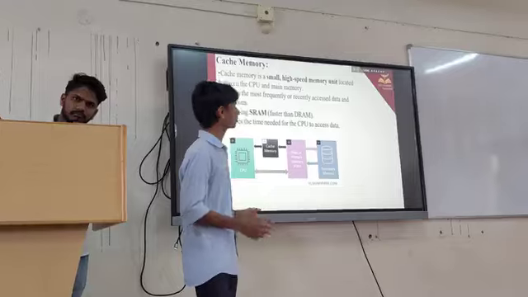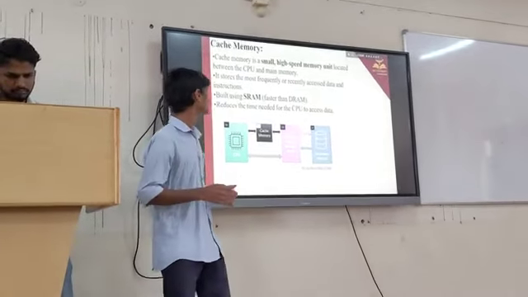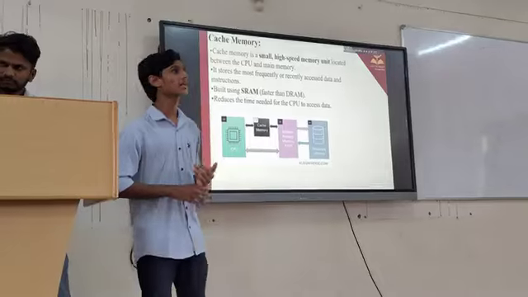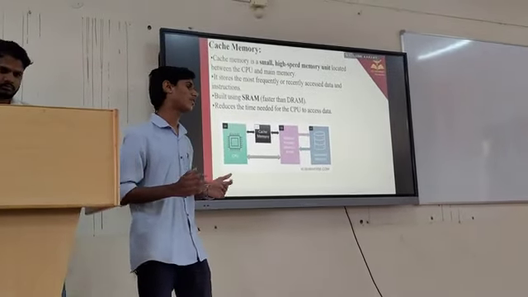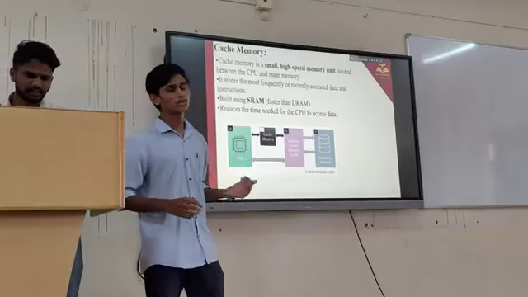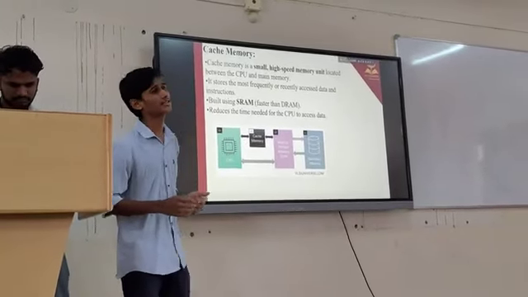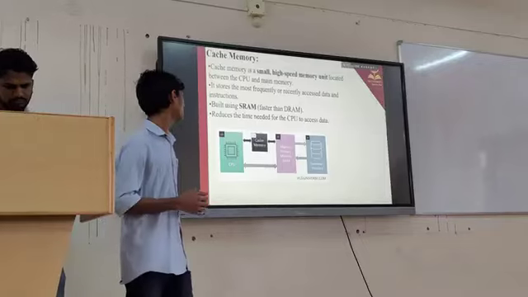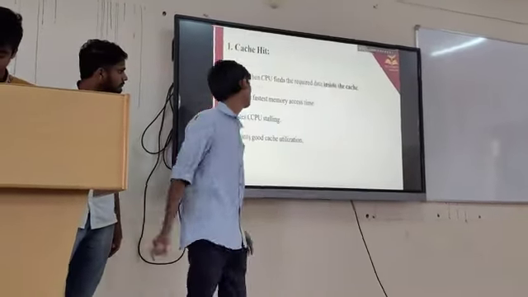Cache memory is a small, high-speed memory between the CPU and main memory. It stores the most frequently or recently used data, which we can access very fast. Cache memory is built using SRAM, static random access memory, which reduces the time needed for the CPU to access data.